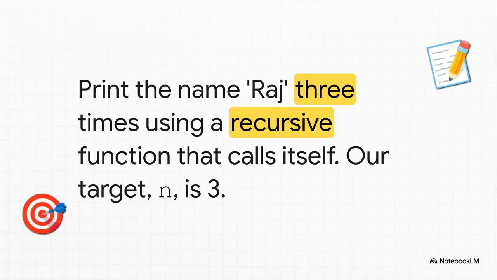Here's our goal. We want to print the name Raj 3 times. To do this, we'll use a function that takes 2 numbers. First, there's i, which is our counter. It'll start at 1. And second, there's n, our target, which is 3. The function's job is to call itself until that counter hits the target.